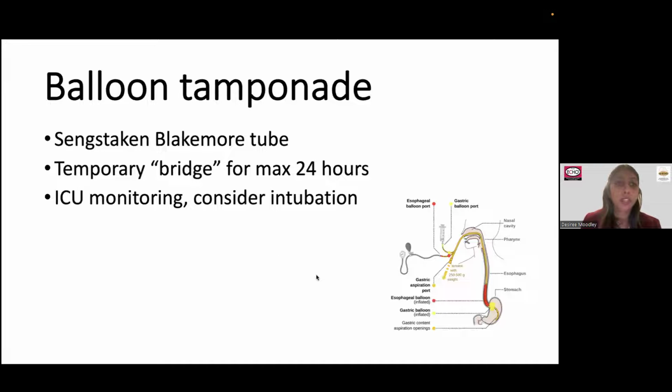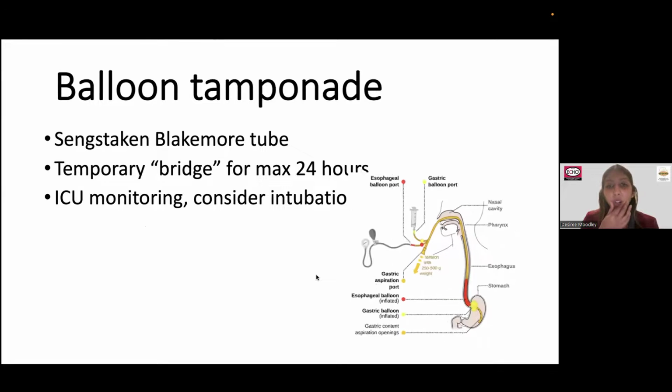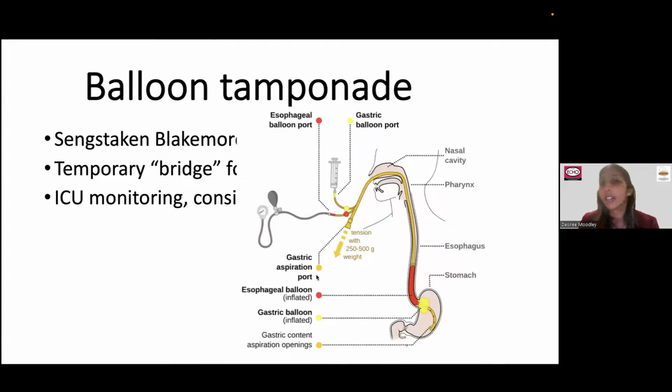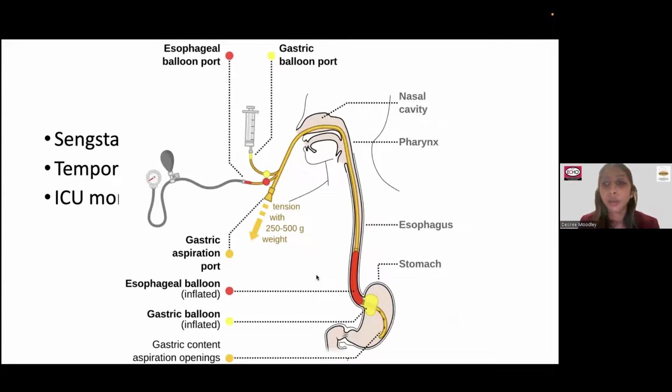So there are several options. One of them is tamponade. This is the Sengstaken-Blakemore tube, which is a temporary bridge for a maximum of 24 hours. I've never seen one. I don't know if we have one available. Historically, there's one hidden in the ICU, but I have not found it. These patients should be monitored in ICU and ideally should have airway protection as well.